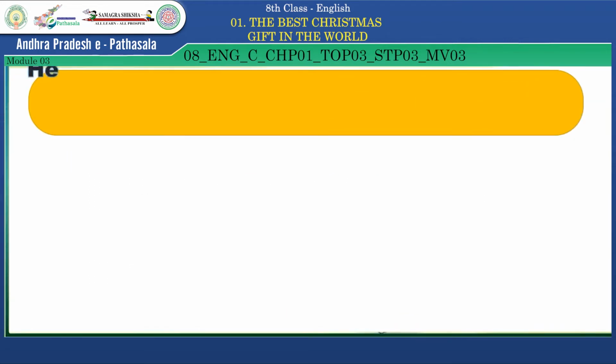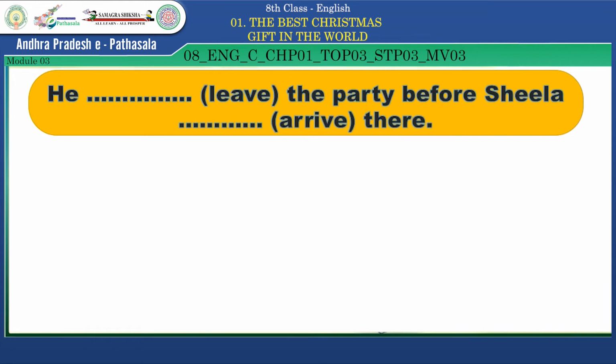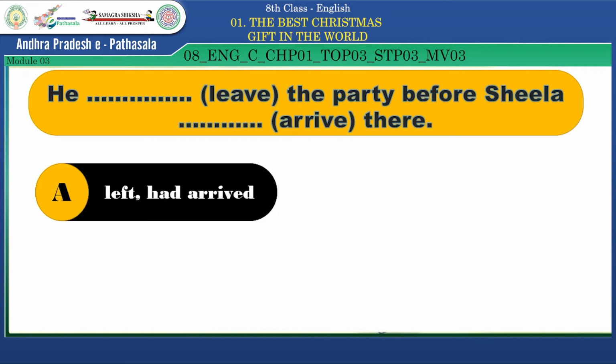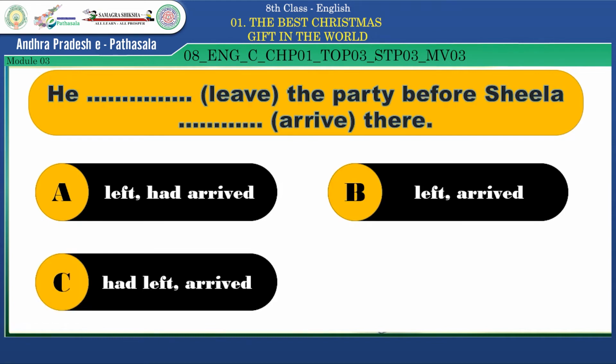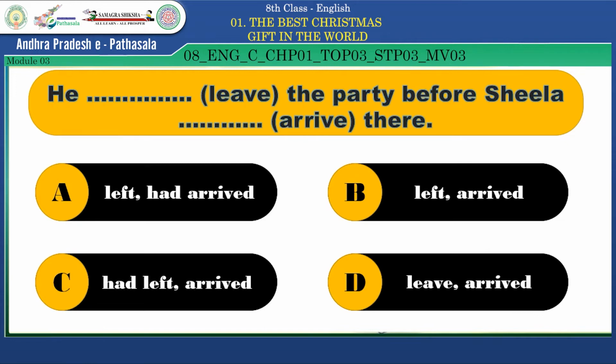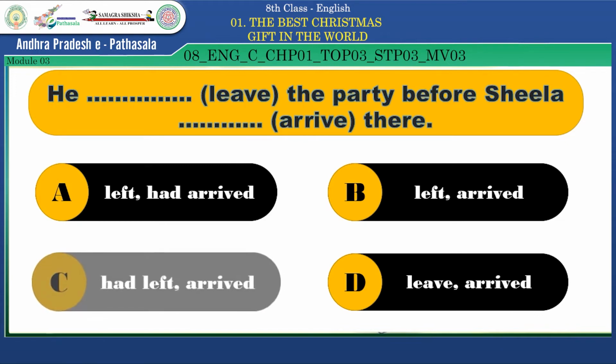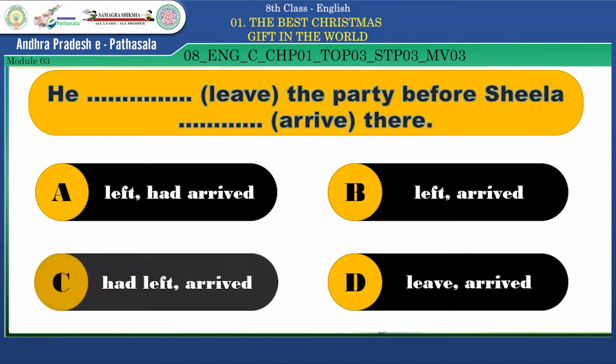Here is the question. He (leave) the party before Sheila (arrive) there. And the options are A. Left had arrived, B. Left arrived, C. Had left arrived, D. Leave arrived. Which one is the correct option? C. Had left and arrived is the correct answer.